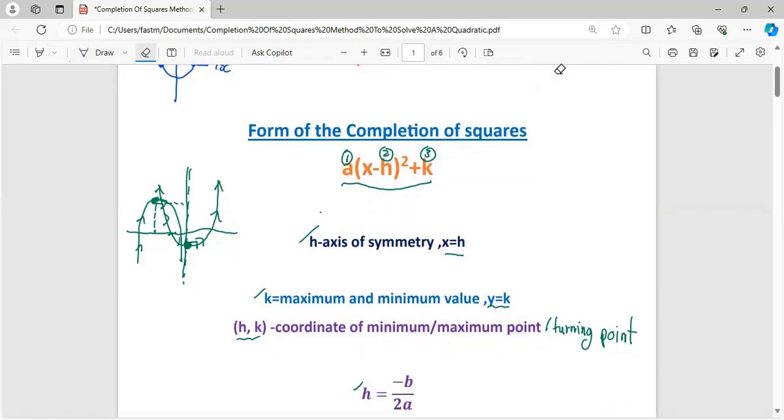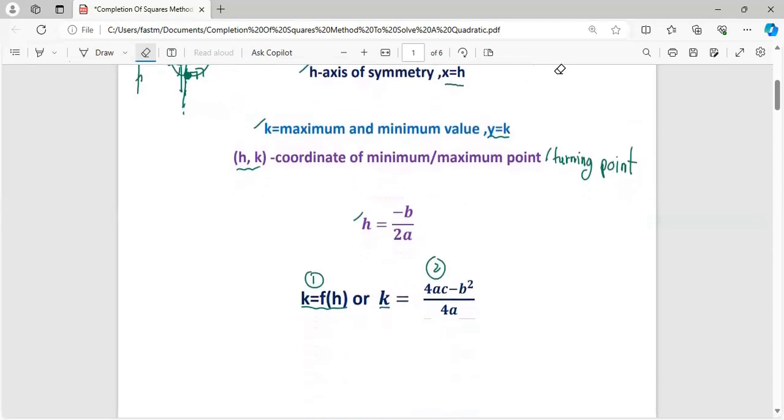The second thing you need to know is this: x minus h squared plus k. If it asks for the axis of symmetry, you know where it is. The minimum and maximum point, you know where it is. If it asks for the coordinates of the maximum or minimum, or the turning point, you just combine h and k to form a coordinate. The equation for h is minus b on 2a, and k is f of h, or k is equal to 4ac minus b squared on 4a. This depends on which method you like. Both methods will give you the same answer.